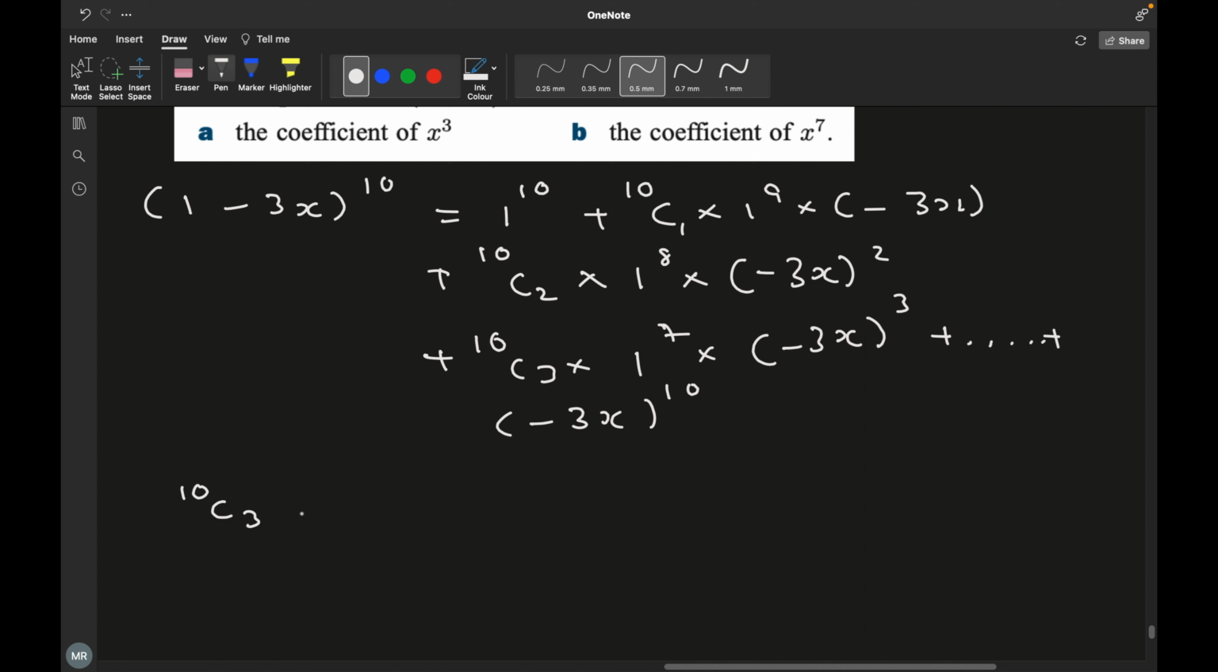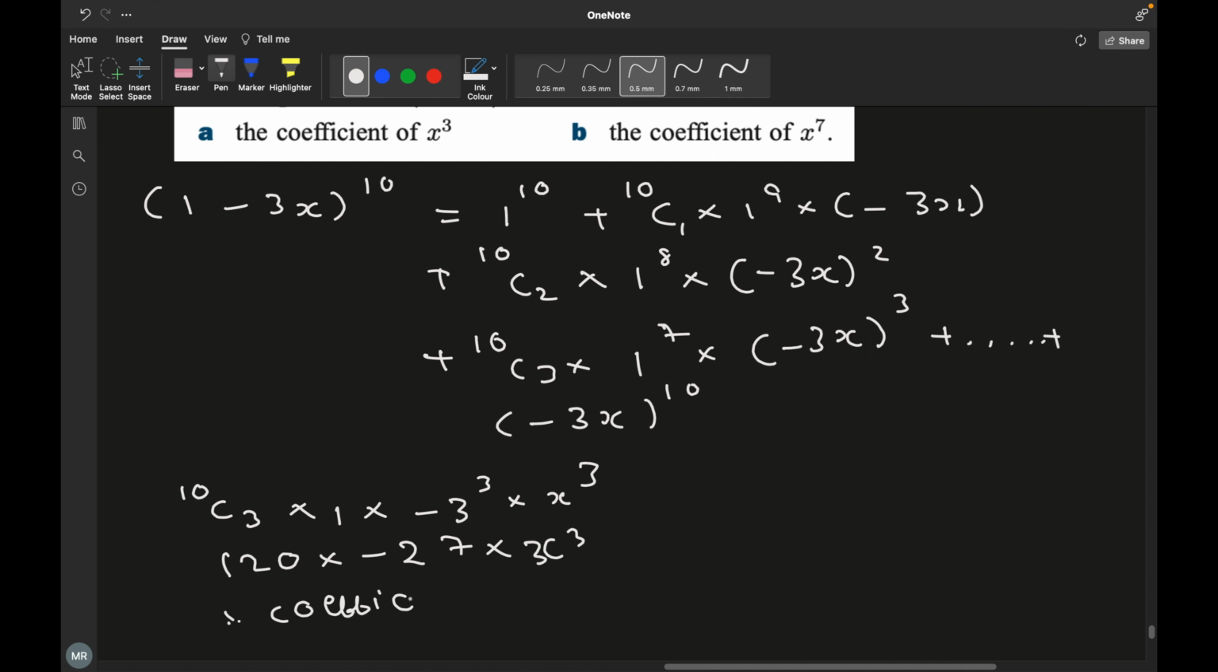Let's write this out. We can work out 10C3, it's 120, into negative 27 into x cubed. Therefore, the coefficient is negative 3240. That's the answer.